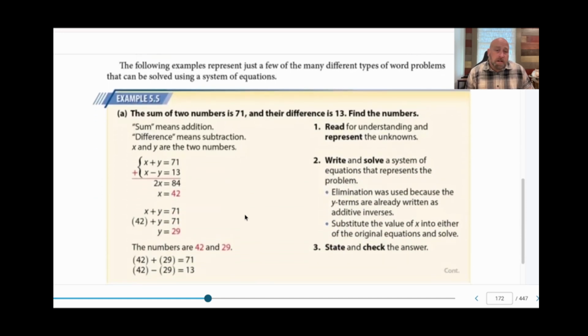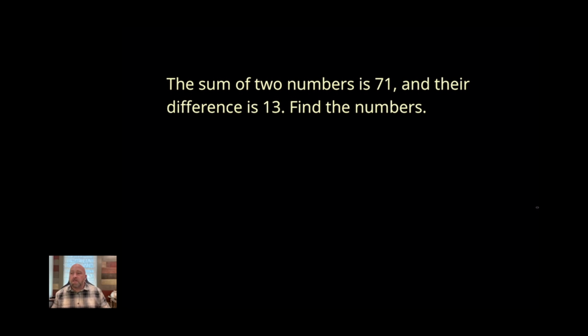All right, so let's just get right into it. There's not a whole lot before we jump right into it. So go ahead and look down here on the screen. You can look in your book on page 172 if you want to follow along there. All right, so here we go. The sum of two numbers is 71, and their difference is 13. Find the numbers. So really we have two separate equations going on. One of the equations says the sum of two numbers is 71. The other equation says the difference of the two numbers is 13.